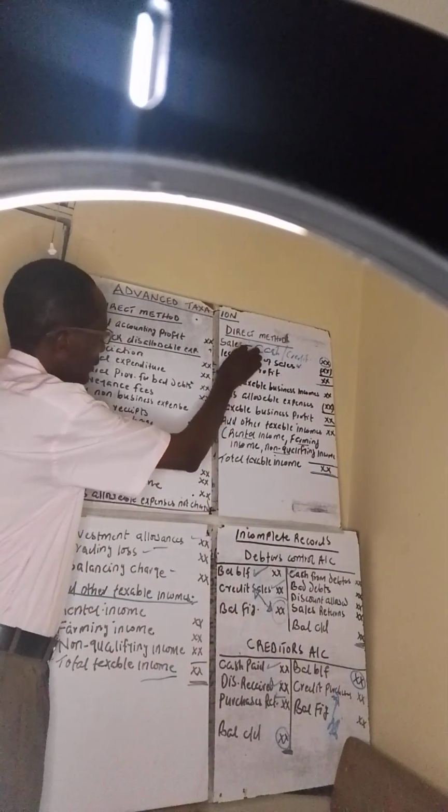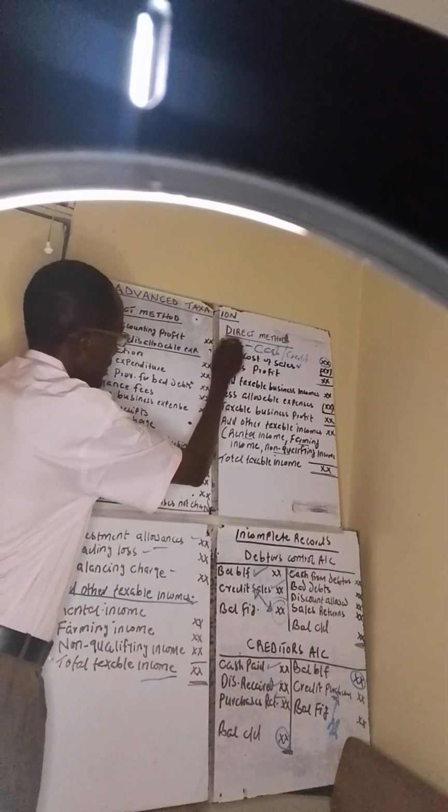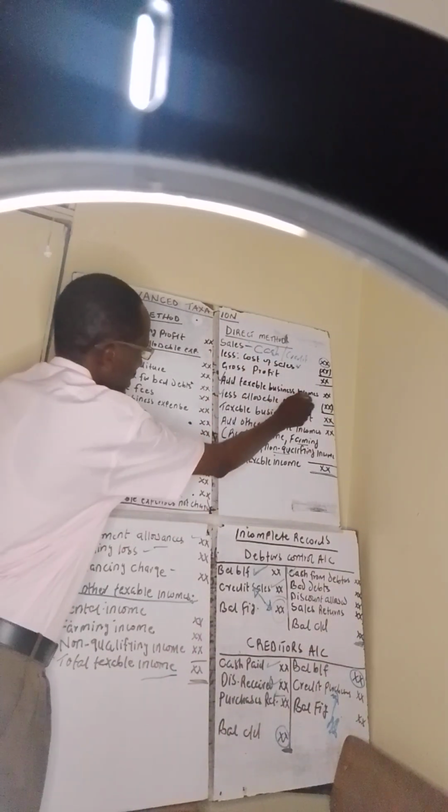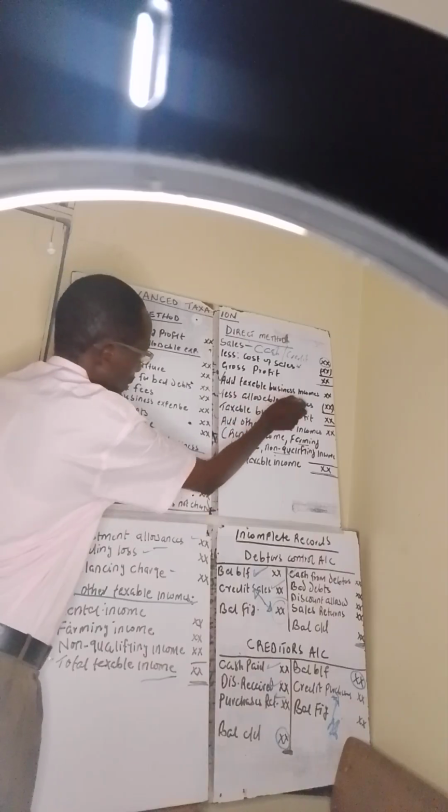It means that if, for example here, you get your sales, less cost of sales, you get gross profit, you earn taxable business income, less allowable expenses.